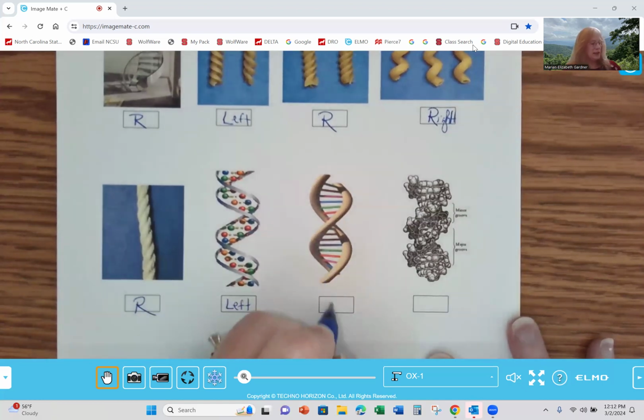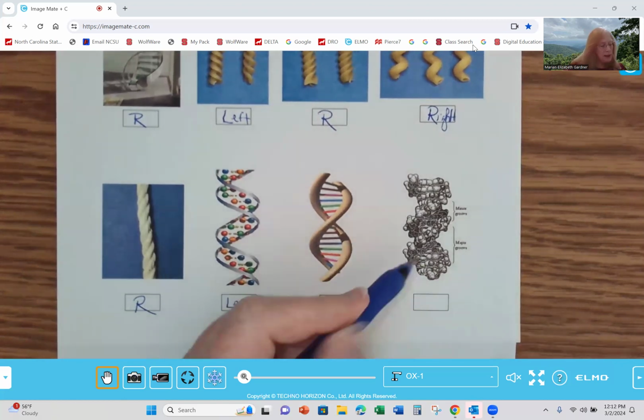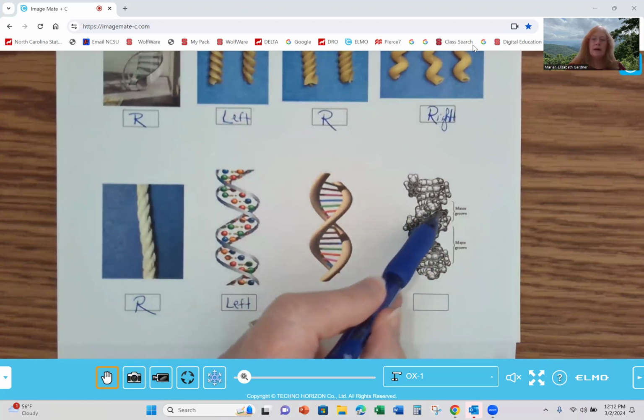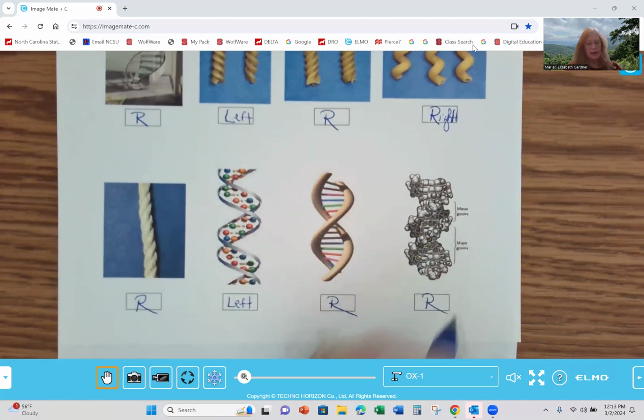This image shows DNA coiling in a right-handed manner, and this may be a little hard to see. It didn't photocopy super well, but I think you can see the sugar-phosphate backbone here and here. This is also coiling in a right-handed manner.